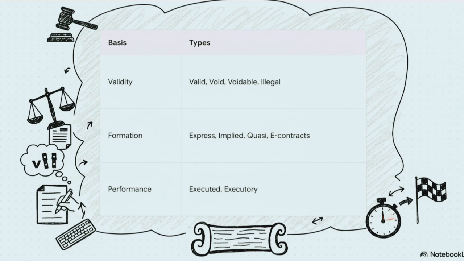Under validity, we've got valid, void, voidable, illegal, and unenforceable contracts. For formation, a contract can be express, implied, quasi, or an e-contract. And based on performance, it can be executed, meaning the whole thing is already done and dusted, or executory, meaning it's still waiting to be performed. Seriously, this framework is your ultimate screenshot-worthy cheat sheet for your studies.